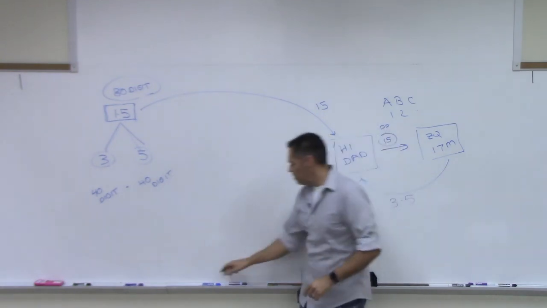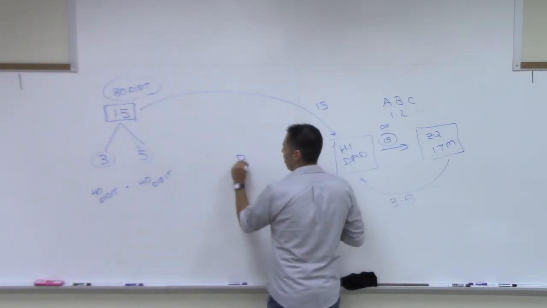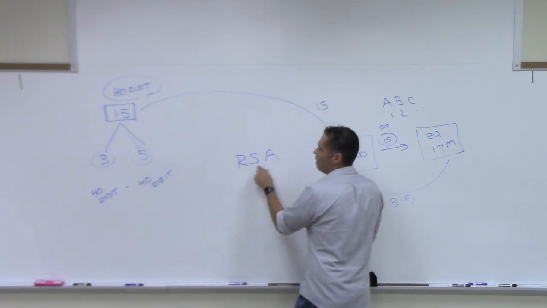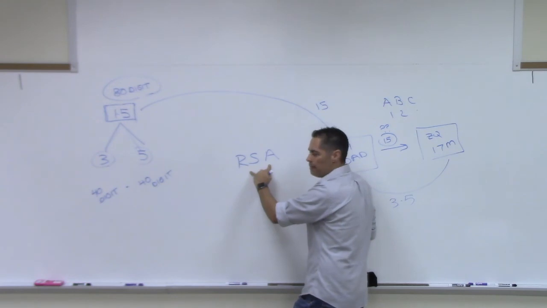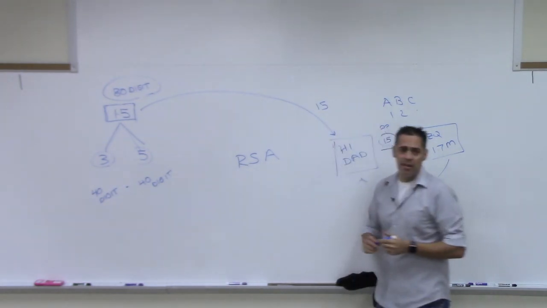The standard, there's a name for this encryption, it's called RSA Encryption. These are the first letters of the last names of the 3 guys who came up with it. I don't remember what their names are, but it's called RSA Encryption.